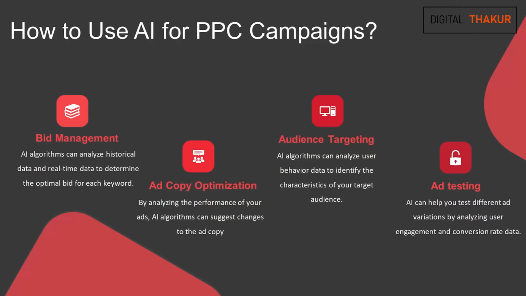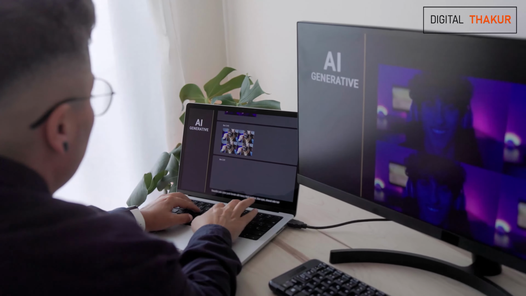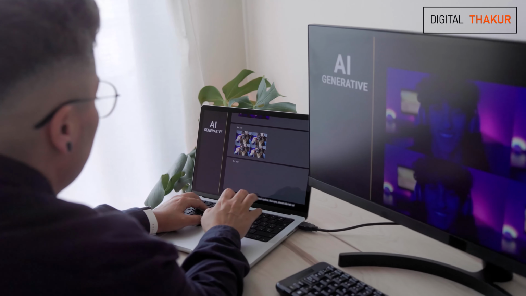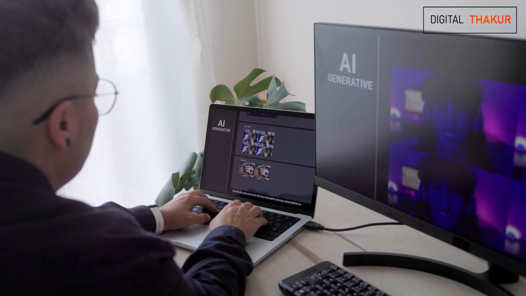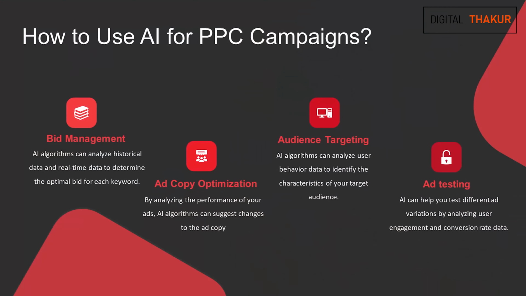Audience targeting. Audience targeting is the last but not the least way in which you can use AI for PPC campaigns. AI algorithms can analyze user behavior data to identify the characteristics of your target audience. This means that you can target your ad to people who are more likely to convert, resulting in higher conversion rates and lower cost per conversion. Ad testing. AI can help you test different ad variations by analyzing user engagement and conversion rate data.